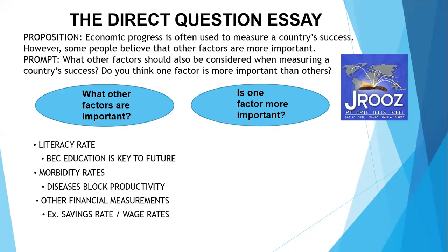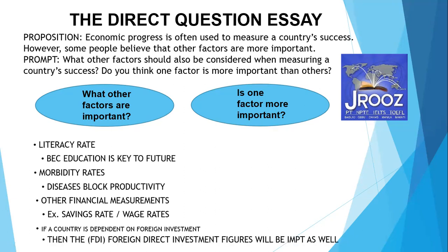And then finally, if a country is dependent on foreign investment, so that's the hypothetical, guys, then the FDI figures will be important as well. So again, these are examples of the elaboration, the topic sentence expansion. This one is rationalization, answers the question why. This one answers the question, what do you mean? This one answers the question, for example, and this one answers the if question.